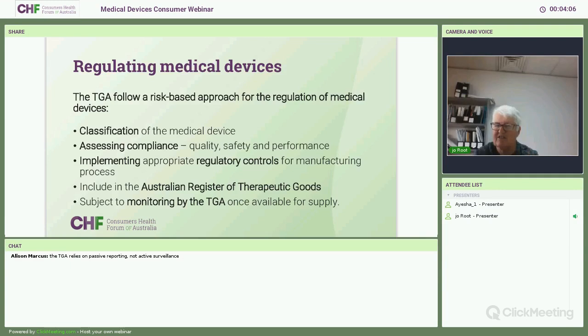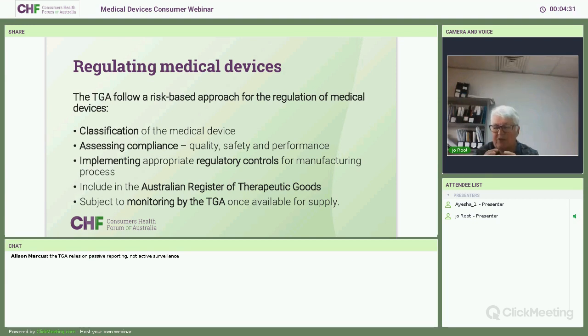In regulating medical devices, the TGA follows a risk-based approach, as I said. It depends on the classification of the medical device. They assess compliance, looking at quality, safety, and performance. Quite importantly, they implement appropriate regulatory controls for the manufacturing process. They then include devices on the Australian Register of Therapeutic Goods, and, as I've said already, do post-market monitoring.